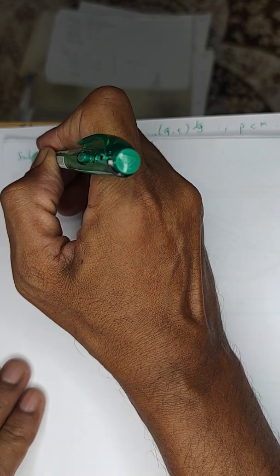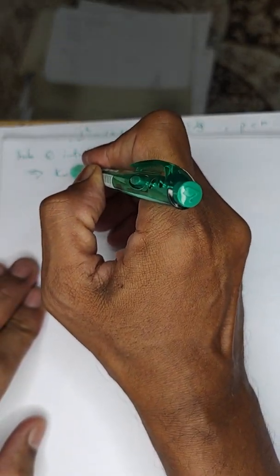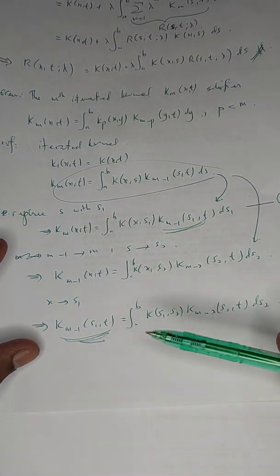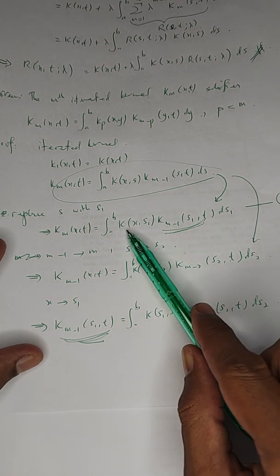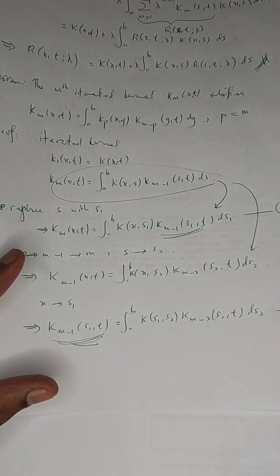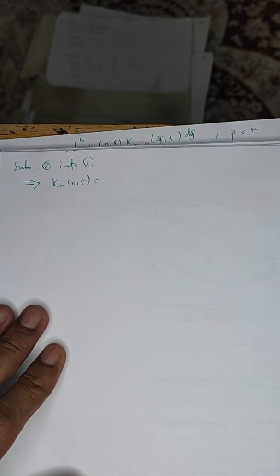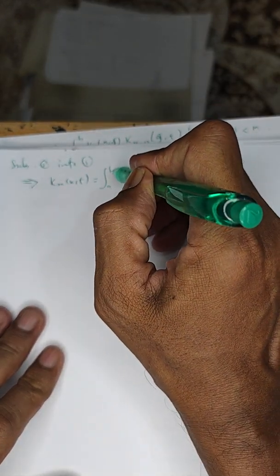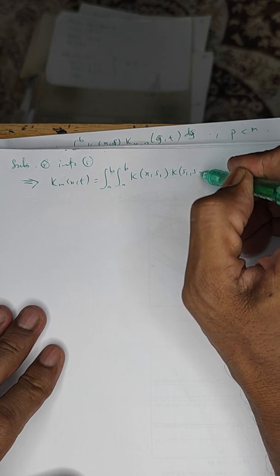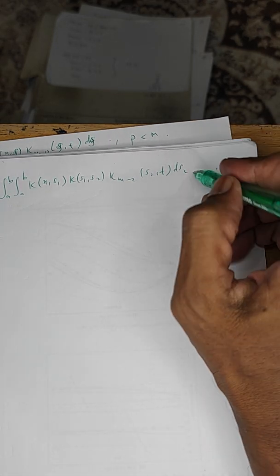So substituting 2 into 1, we have km(x,t) given as the integral from a to b of k(x,s1) k(s1,s2) k(m-1)(s2,t) ds2 ds1. We just write everything there, substituting k(m-1). So what we have now is the integral from a to b of k(x,s1) k(s1,s2) k(m-2)(s2,t) ds2 ds1.